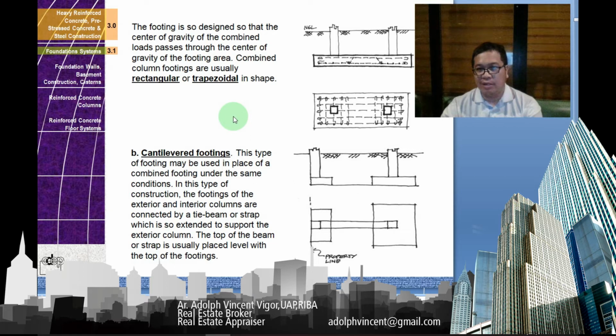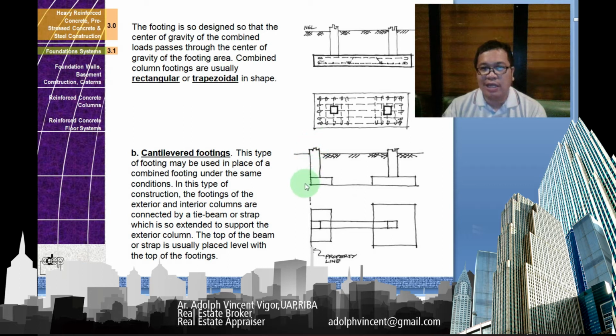Okay, then you also have what you call a cantilevered footing. This type of footing may be used in place of a combined footing under the same conditions. In this type of construction, the footings of the exterior and interior columns are connected by a tie beam or a strap, which is extended to support the exterior column. The top of the beam or strap is usually placed level with the top of the footing.